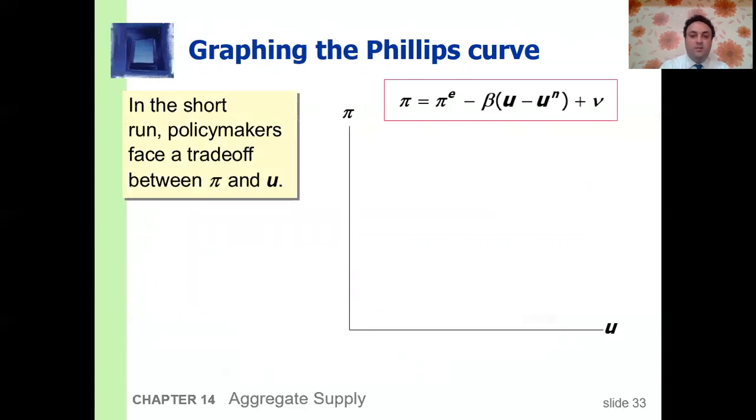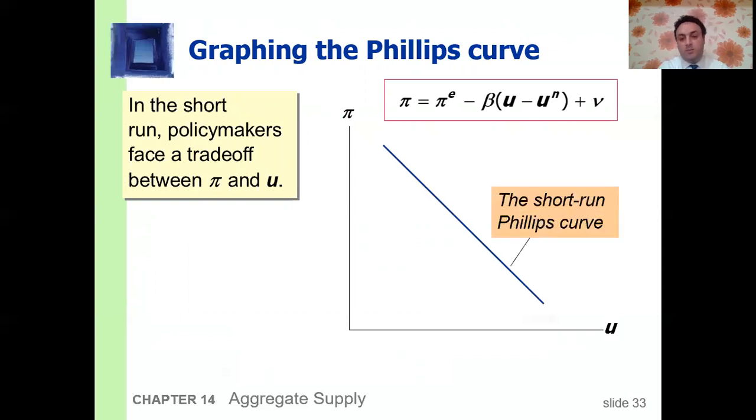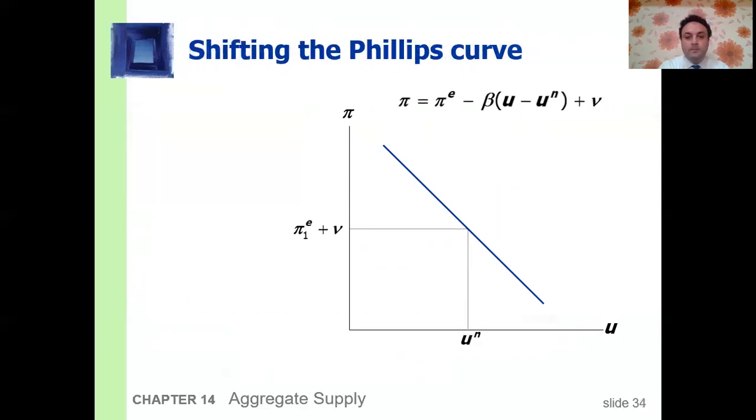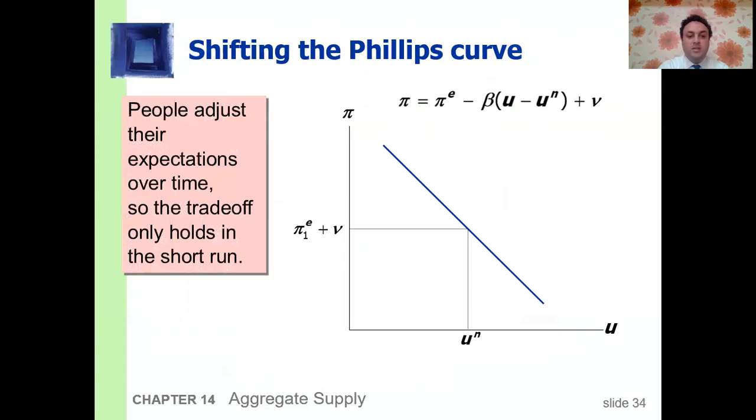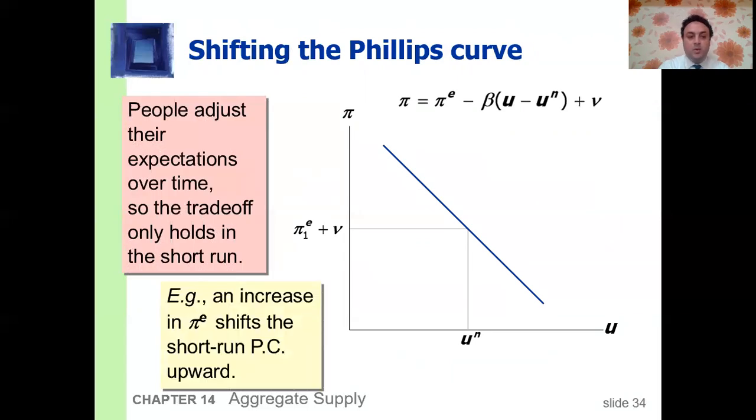Graphing the Phillips curve: in the short run, policymakers face a trade-off between inflation and unemployment, as you know. People adjust their expectations over time, so the trade-off only holds in the short run. For example, an increase in the expected inflation shifts the short-run Phillips curve upward.